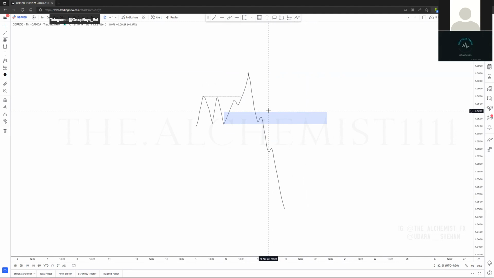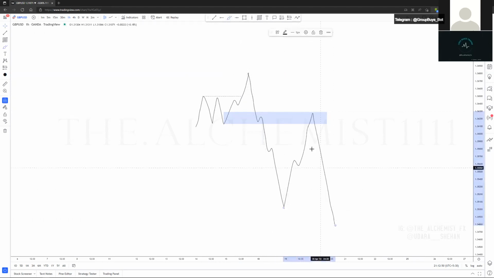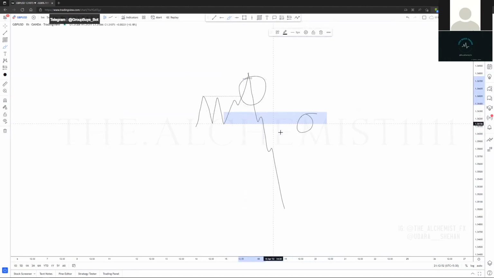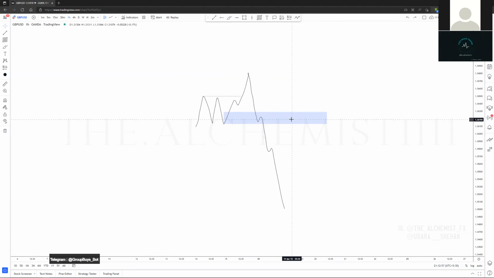Most of the time, they only mitigate the breaker and not all the impulsive move. Sometimes they just come back into the breaker and then they fall down. So I'll show you when to choose the breaker, maybe when to choose the order block, because everything depends on where the liquidity is. So this is what we call a breaker.